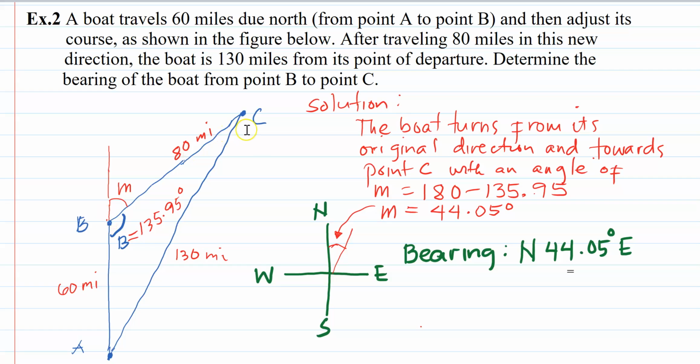Now that we know the measurement of angle B, we can now determine the bearing angle from point B to point C. We'll call this bearing angle angle M, and M is equal to 180 degrees minus 135.95 degrees.